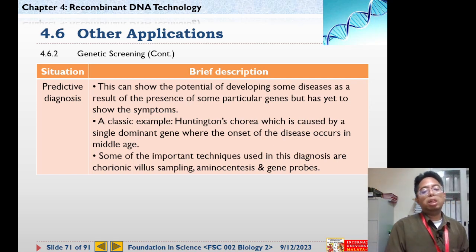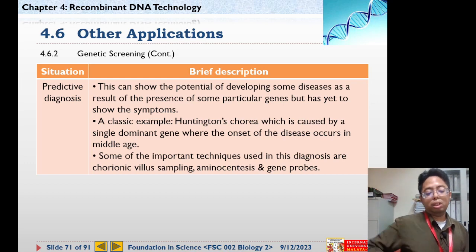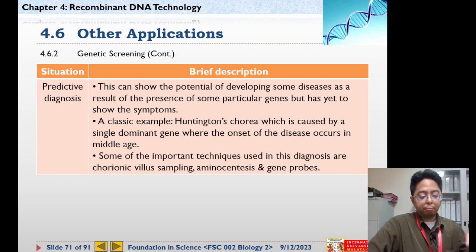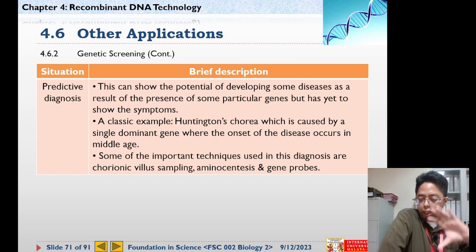So some of the important techniques used in this diagnosis will be chorionic villus sampling, which means that you are actually taking some samples from the placenta, amniocentesis, which is the water within the womb, and gene probes.